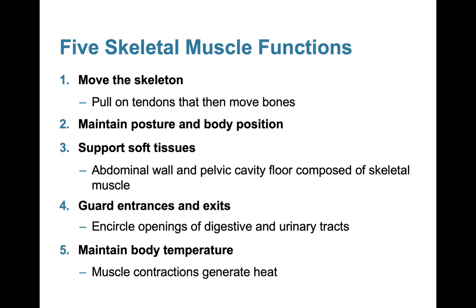So there are 5 skeletal muscle functions. One is they move the skeleton, meaning that they will pull on tendons that will move bones. They help to maintain the posture and body position. They will support soft tissues. For example, we know that the thoracic cavity, which is going to form from the ribs and the vertebral column and the breastbone, help to protect the heart and lungs. But if you go down a little further, your abdominal cavity, your pelvic cavity, that's really just muscles there that are protecting those tissues.